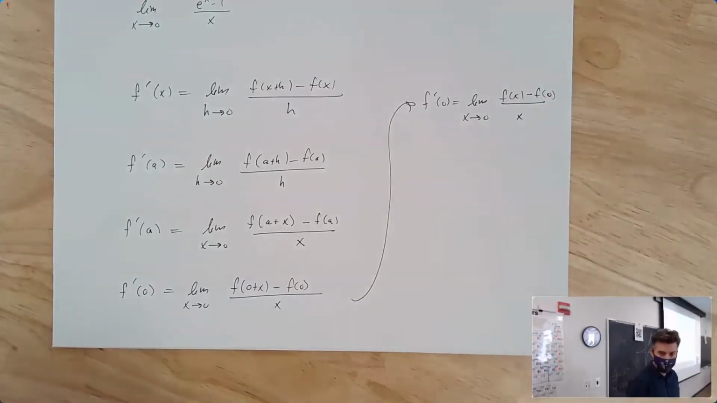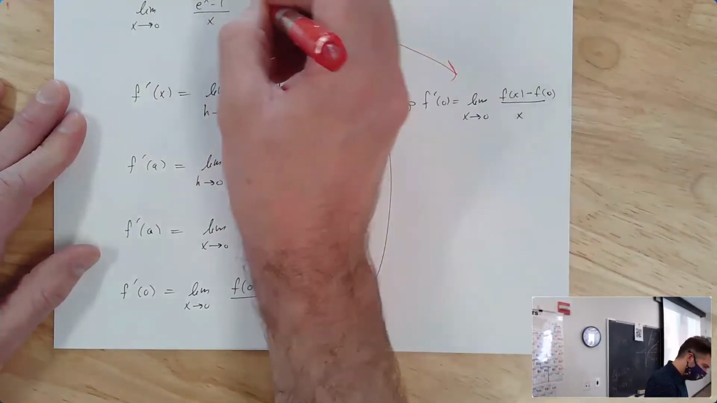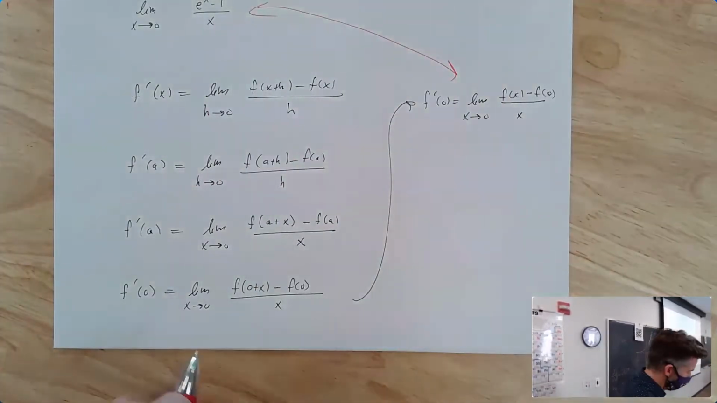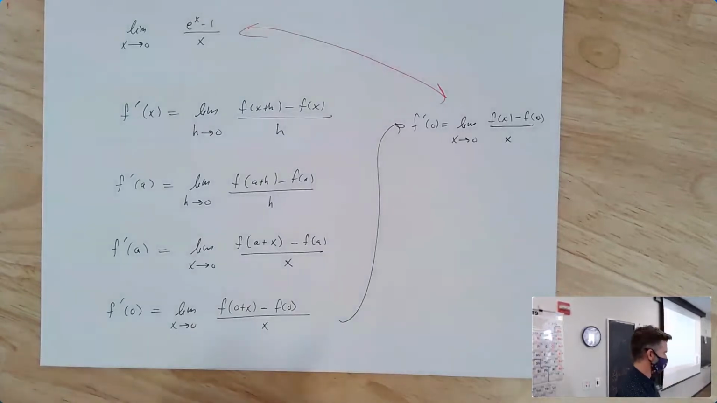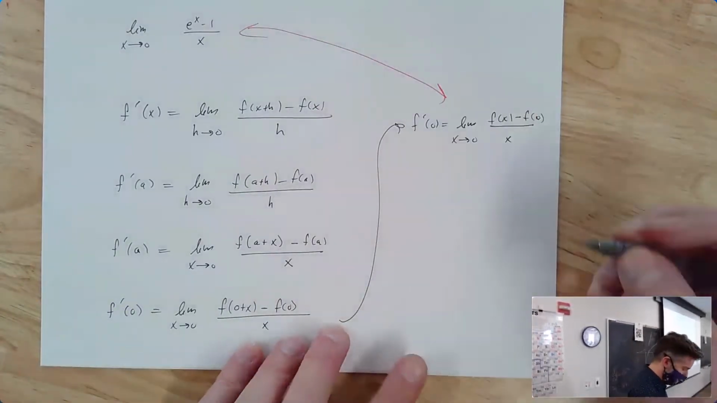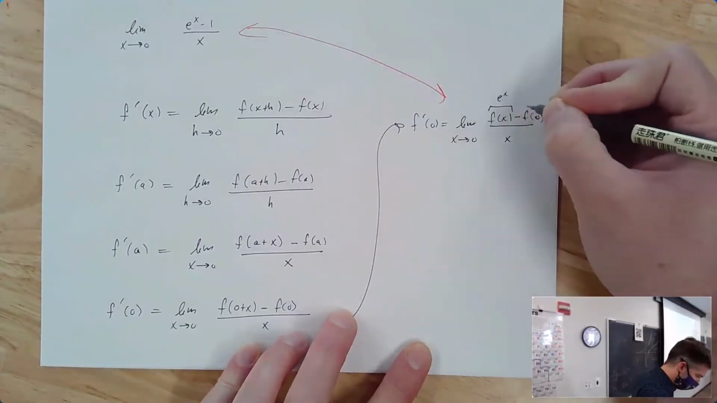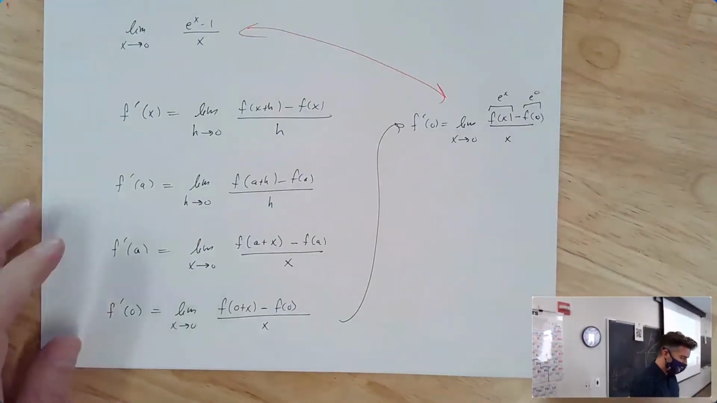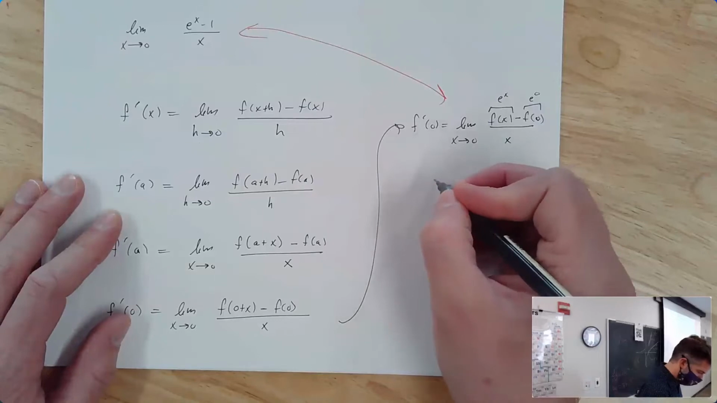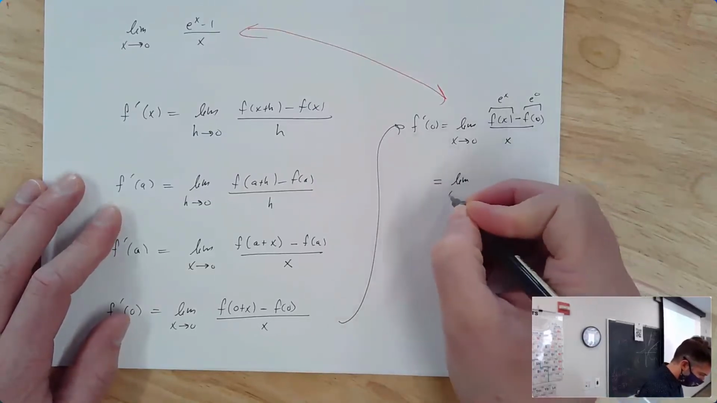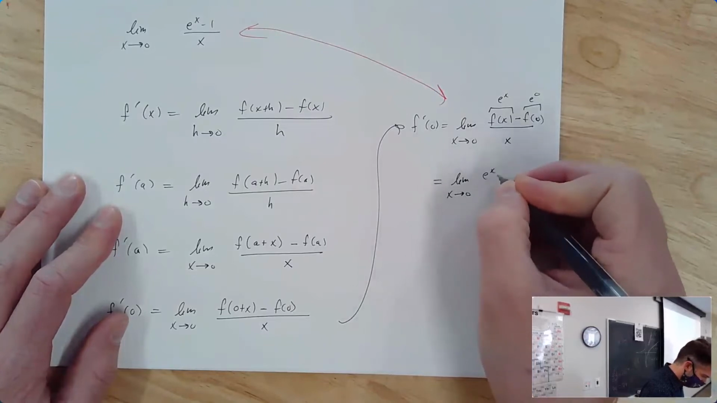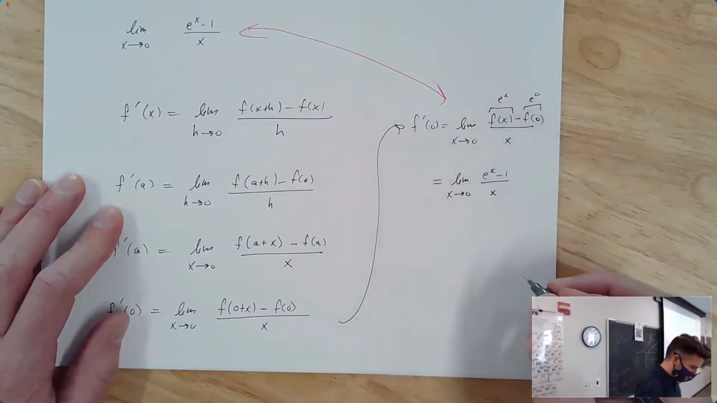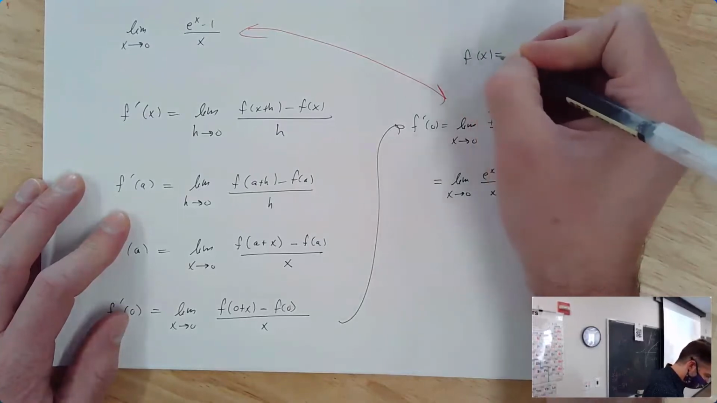So let me ask you all, what function does f need to be so that that limit is the limit I want it to be? Yeah, I want this to be e to the x and this to be 1, which is e to the 0. That works out. So what I have here is that the right-hand side is the limit as x goes to 0 of e to the x minus 1 over x. And that's for my function e to the x.